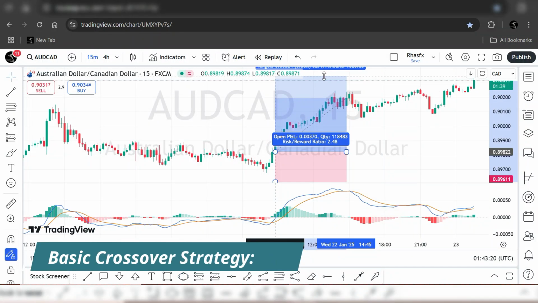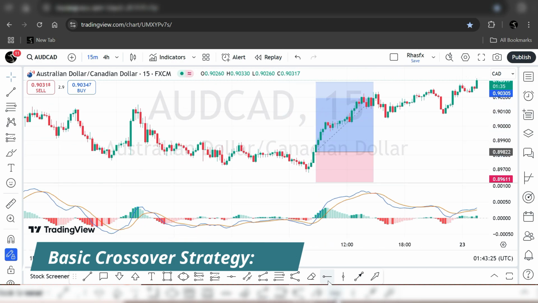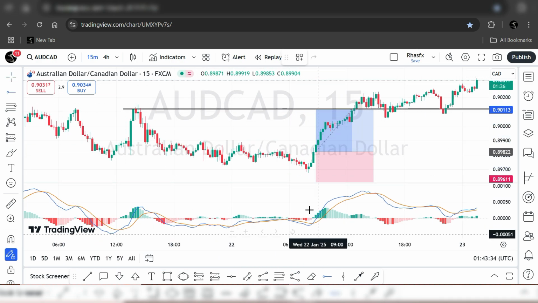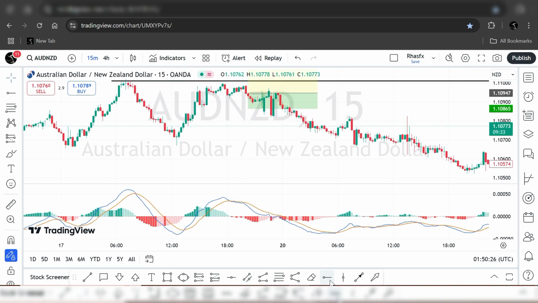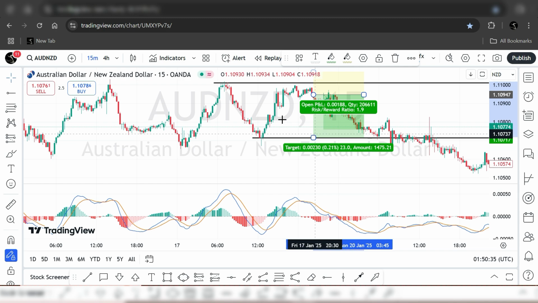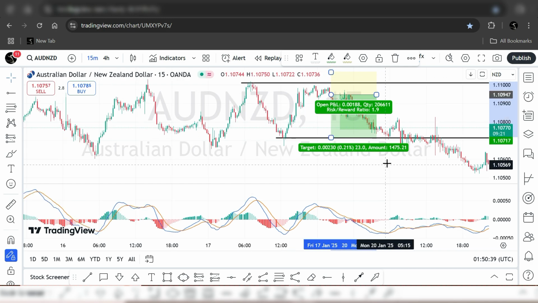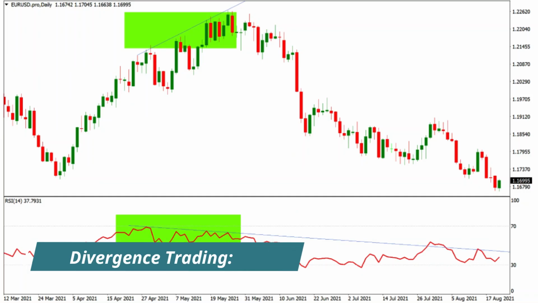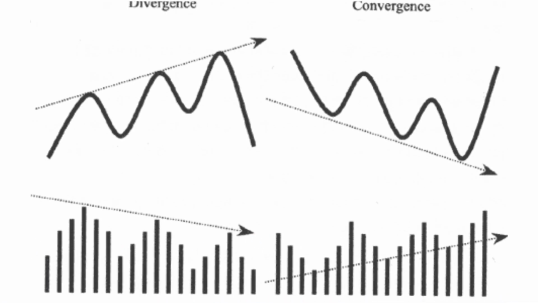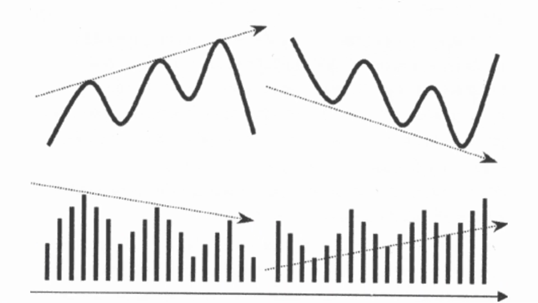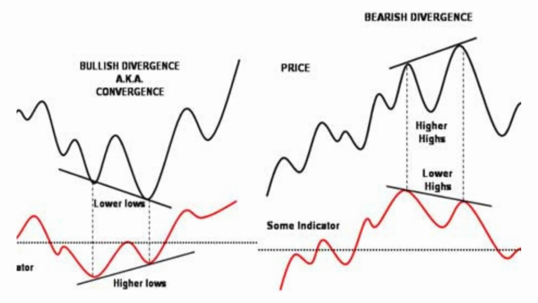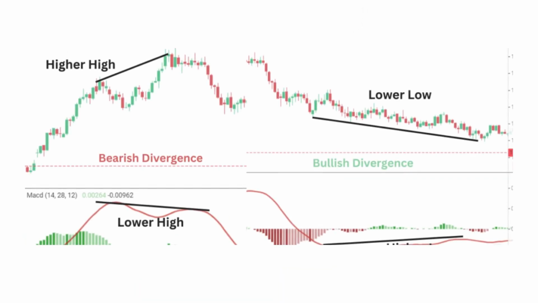Enter a buy trade when the MACD line crosses above the signal line. Conversely, enter a sell trade when the MACD line crosses below the signal line. Exit the trade when an opposite crossover occurs, or set stop loss and take profit levels based on your risk-reward ratio. Look for bullish divergence, where the price makes lower lows while the MACD makes higher lows. This suggests potential upward reversal. Watch for bearish divergence, where the price makes higher highs while the MACD forms lower highs. This indicates a possible downward reversal.